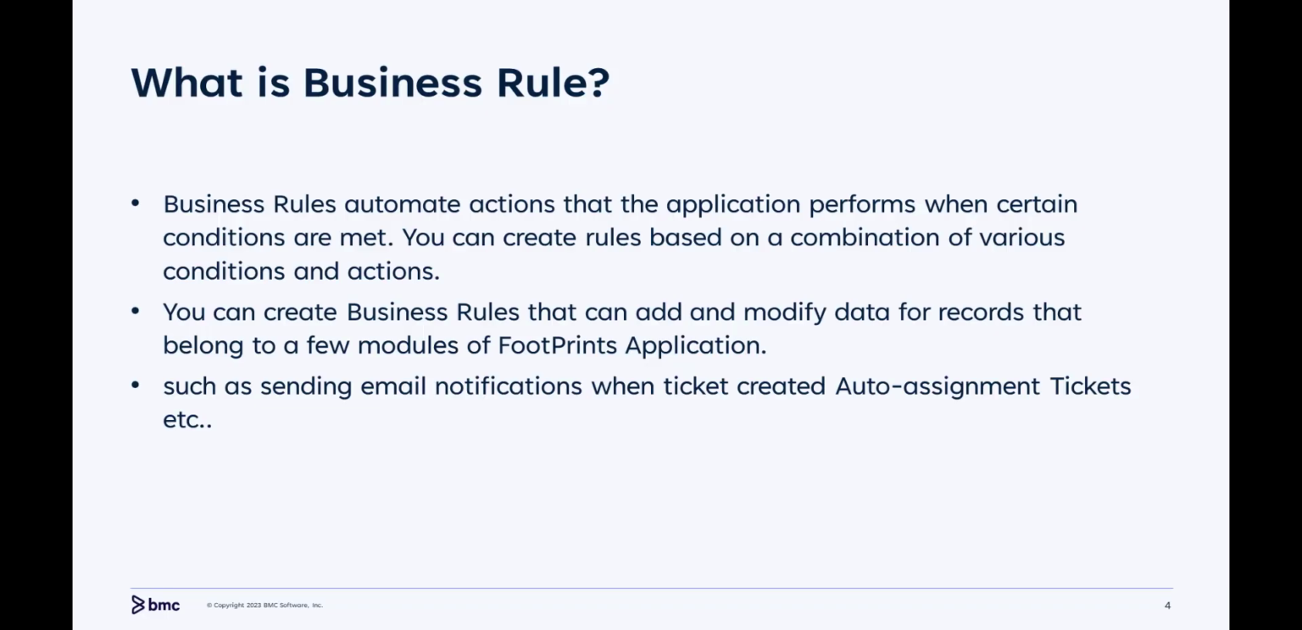Let's start the webinar. What exactly the business rules are? Business rules are the automated action that application perform when a certain conditions are met. It can be created based on the combination of various conditions and the actions that can be add and modify your data, such as sending emails notification when the record is created, updated and deleted based on the field updates. The rest of the information we have included with the demonstration in the next topic.